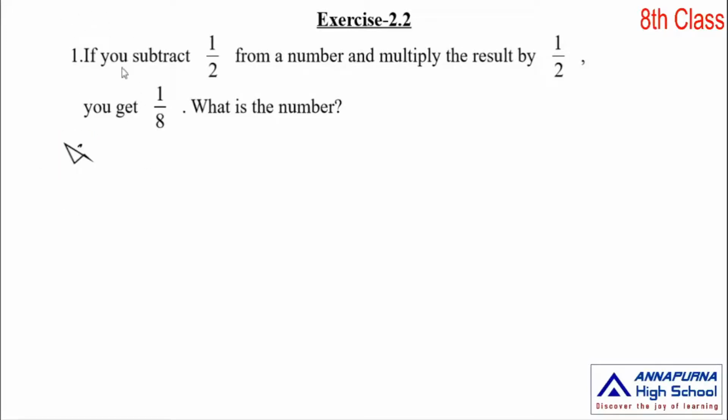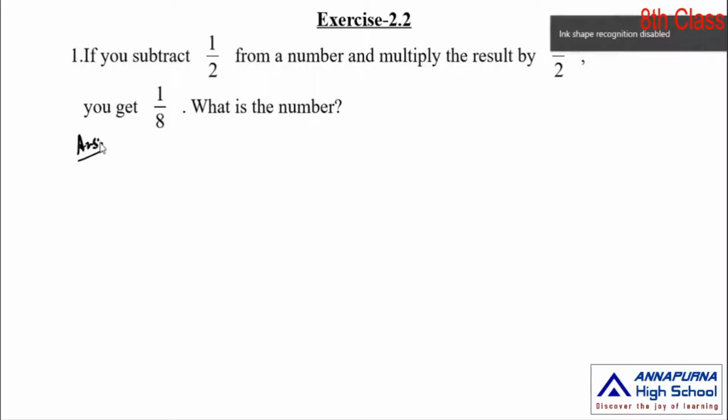If you subtract 1 by 2 from a number and multiply the result by 1 by 2, you get 1 by 8. What is the number? Okay, so this is the situation, this is the word problem. Now you solve this word problem by using linear equations in one variable.